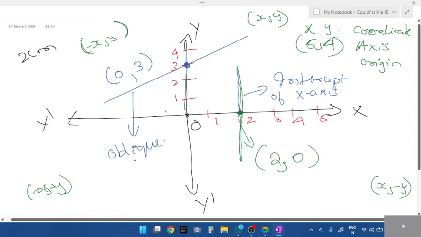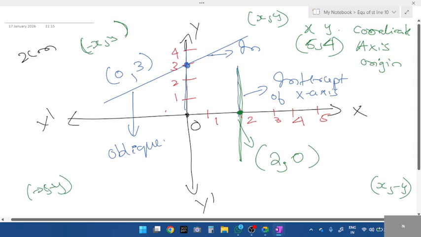So they might give you a horizontal line, vertical line, or oblique line question. I'm talking about all three, whether it is reflection or any graphical question, these are the main concepts. Oblique is a slanting line, like this, all slanting lines. Now, this 3, the point 0, comma 3, we also call 3 the intercept of the y-axis.